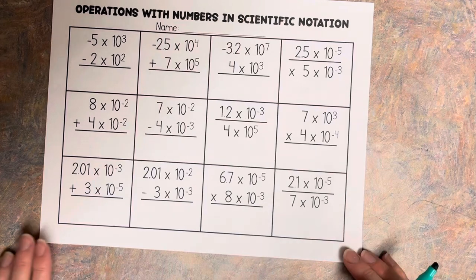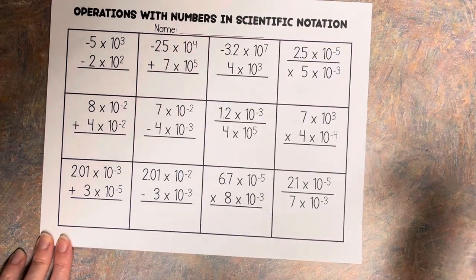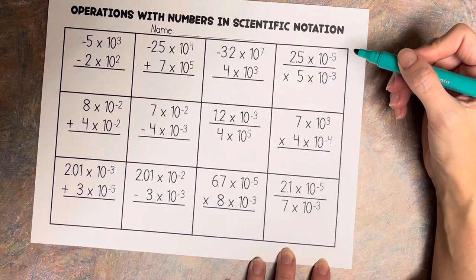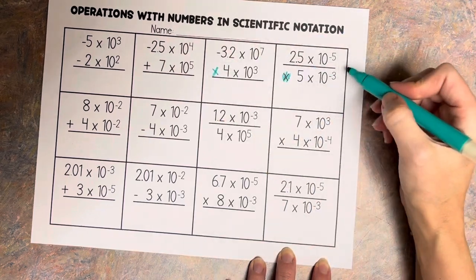All right, let's try some with negative exponents. All right, so let's say we're doing this one. Oops, that's a typo. That should probably be right there. So this one is division.